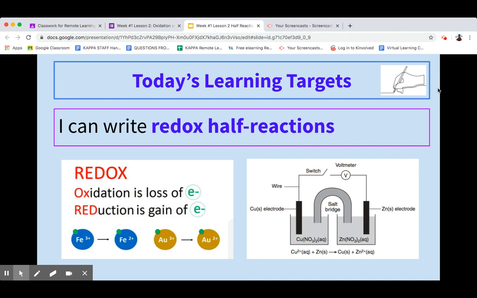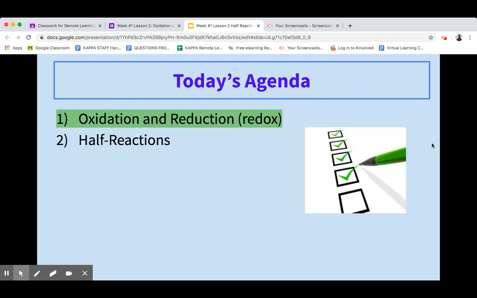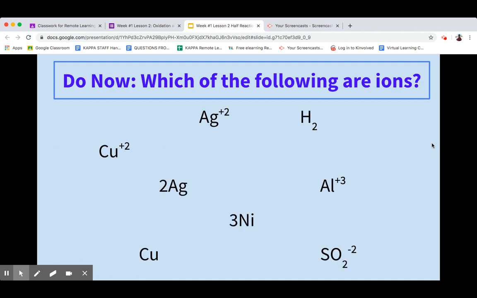Today's learning target. If you see this little icon in the top corner, this means you are going to write this down. We're not going to do a whole ton of notes, but you definitely want to have your learning target, which is I can write redox half reactions. Pause the video now so that you can write it down. And today's agenda is oxidation and reduction, also called redox, and then half reactions. We're going to have a do now still with our lesson, and on your paper you can write out your do now and do this along with the video.